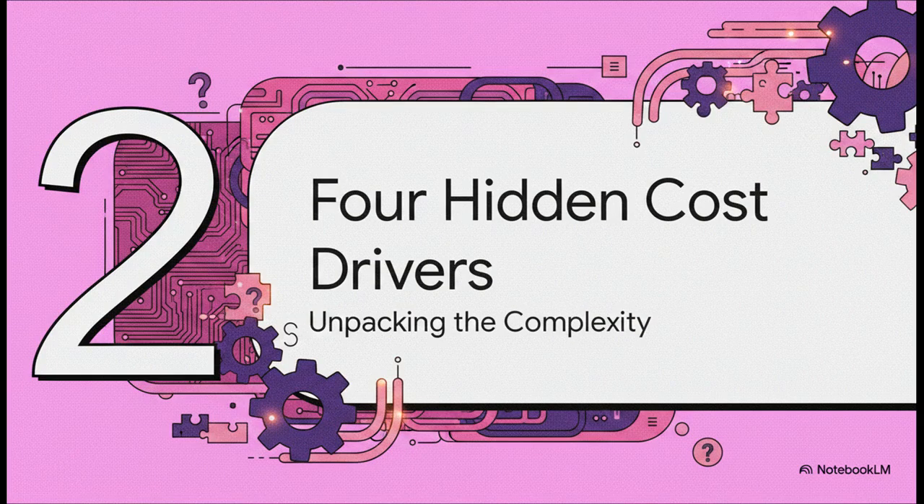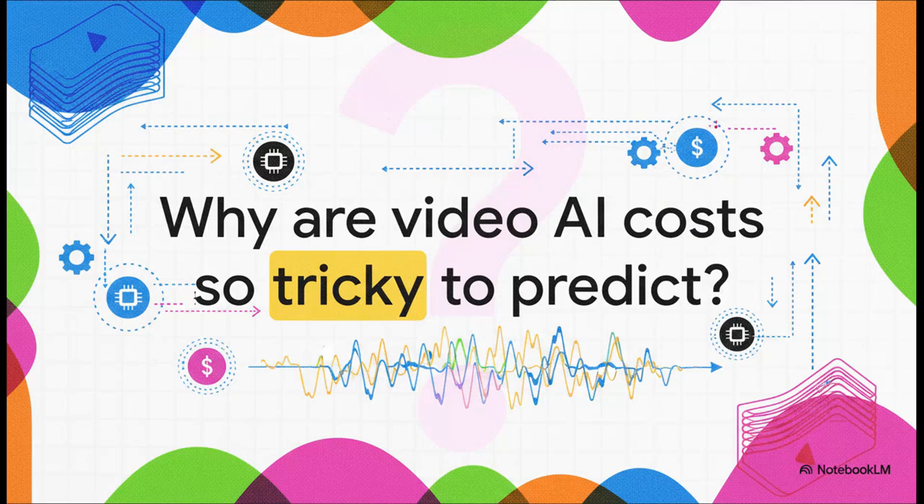Okay, let's get to the core of the problem. Generating text with AI, the cost is pretty predictable. But video? Oh, that is a whole different beast. The costs are layered, they're interconnected, and they can absolutely spiral out of control if you don't know what you're looking at.